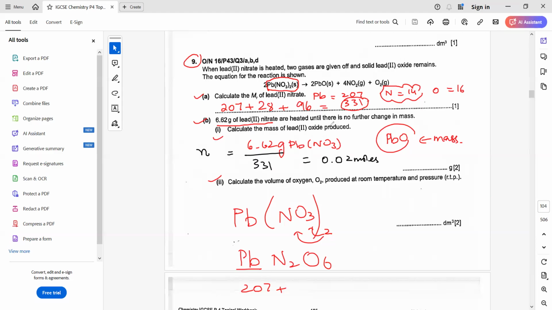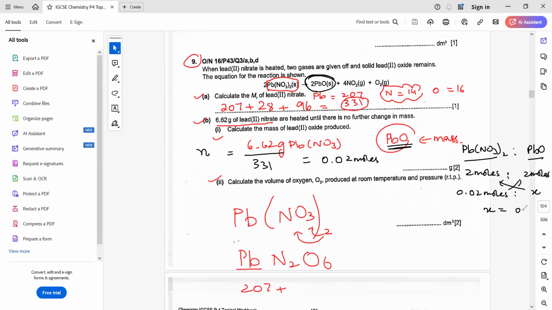But they're basically asking about the mass of lead oxide. So this is lead oxide. According to the equation, what I see here is lead nitrate and lead oxide both have 2 moles, right? That means if I'm having 0.02 moles of this, I'll have X moles, then I can cross multiply, and simply I'll get X as 0.02.